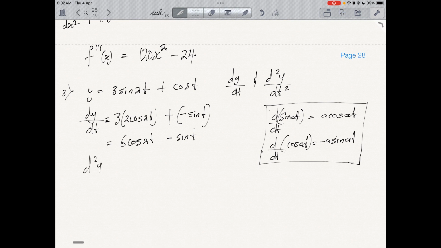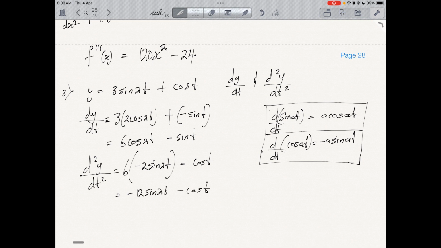Now we want to evaluate d squared y/dt squared. Differentiating 6 cos 2t, we'll have 6 times minus 2, applying this principle of cos at, we have minus 2 sine 2t, minus, and differentiating sine t, we will have cos t. And this will give us minus 12 sine 2t minus cos t.